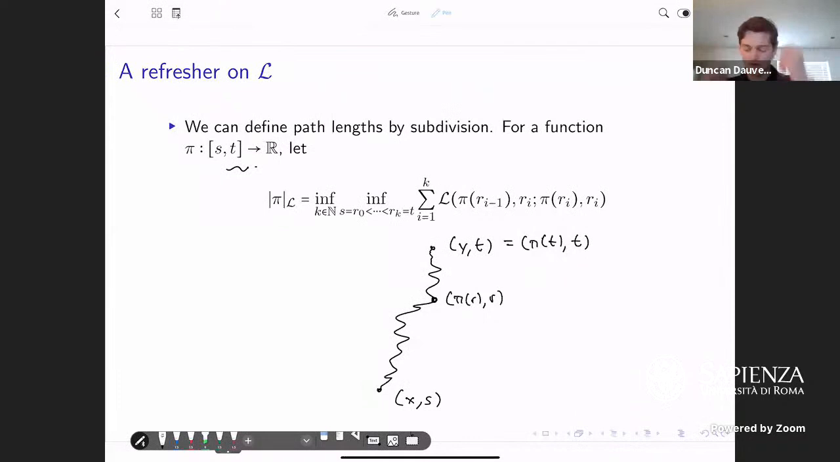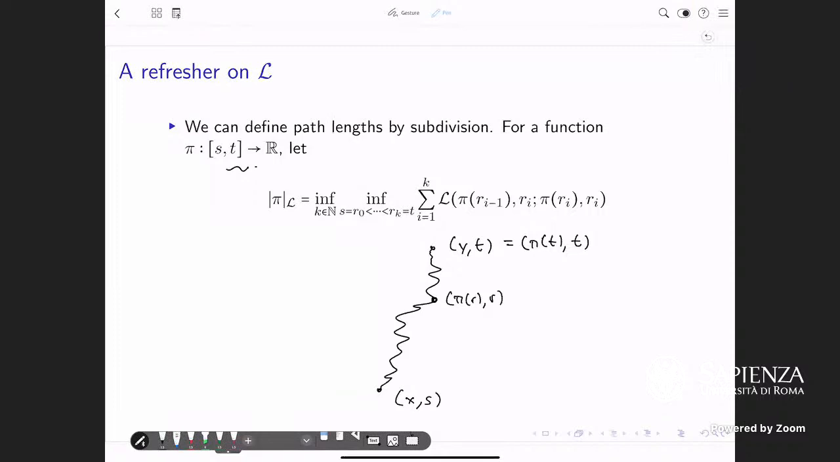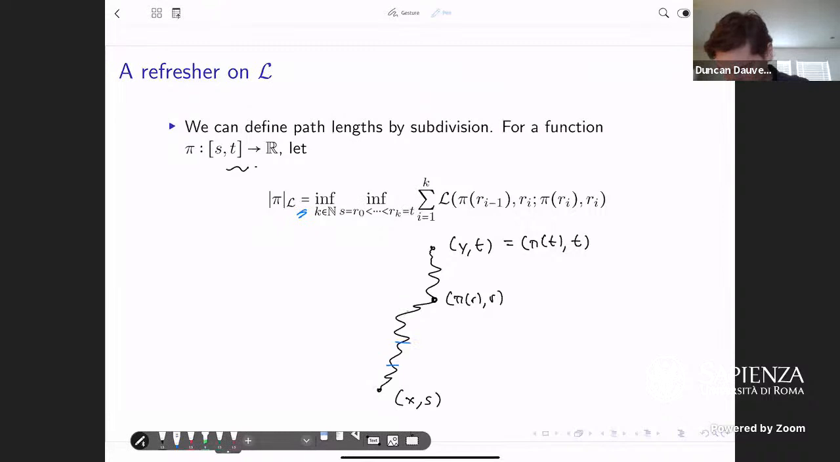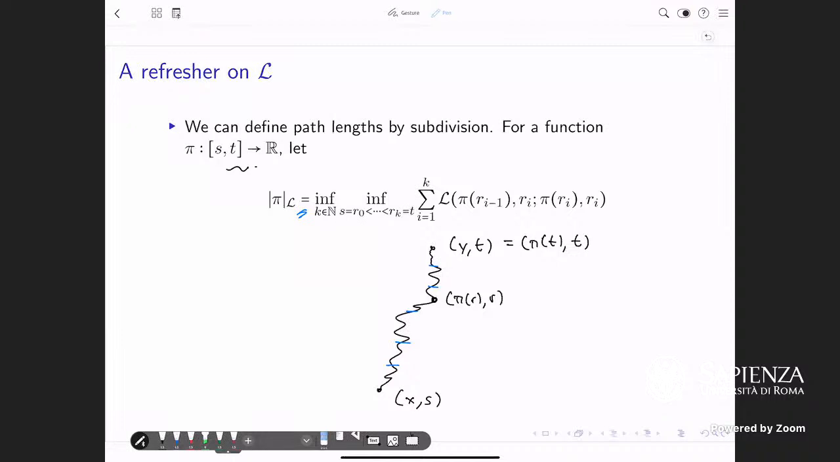And the way that you define path length here is by repeated subdivision of the path. If you wanted to define path length in Euclidean space, again, something Balint mentioned, you could take a curve, approximate it by finer and finer piecewise linear curves, and take the limit of the lengths of these finer and finer divisions. And this is how we define path length here.